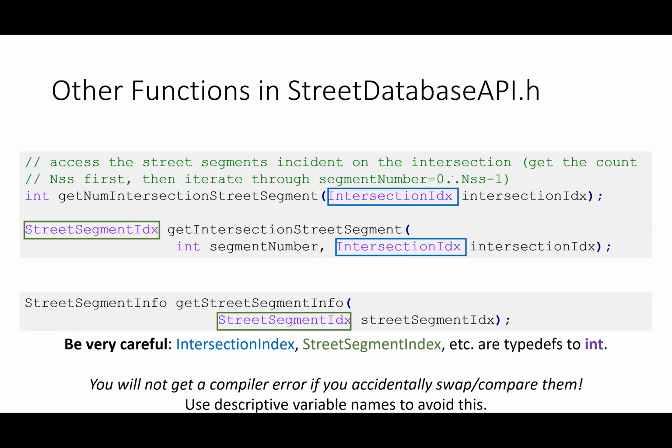So you've already seen this. I already described these functions and mentioned this in lecture. Basically, because these intersection indexes and street segment indexes are all really just typedefs to int, these are to improve readability, but you won't get a compiler error if you mix them all up. You'll just have code that is probably doing nothing good. So name your variables well, keep track of this is an intersection ID, this is a street segment ID, keep track of what everything is, and good variable names help with that a lot.